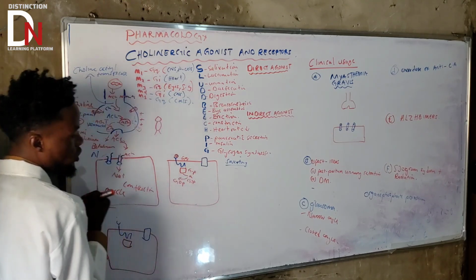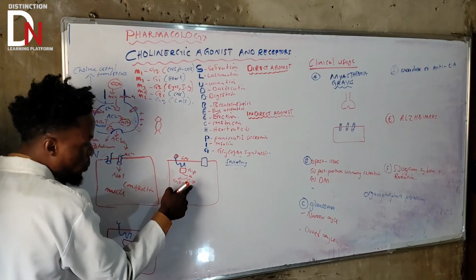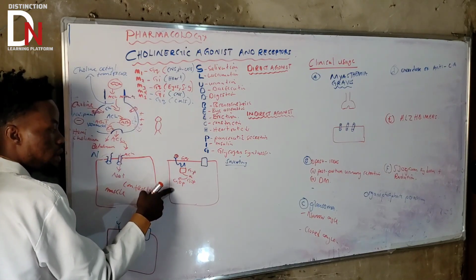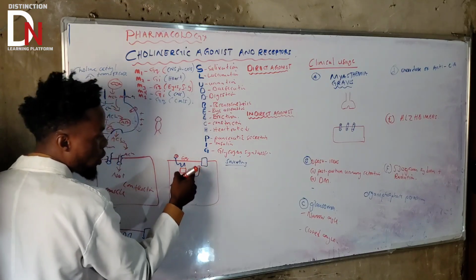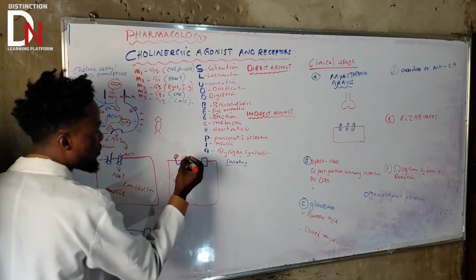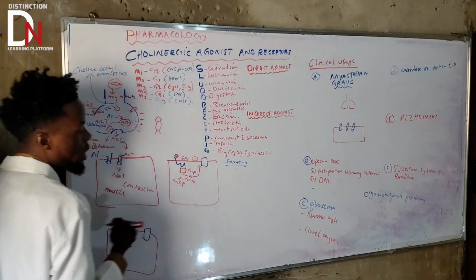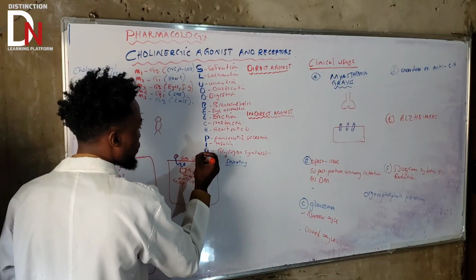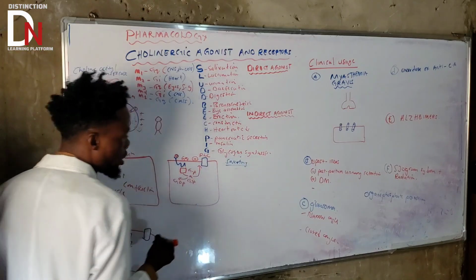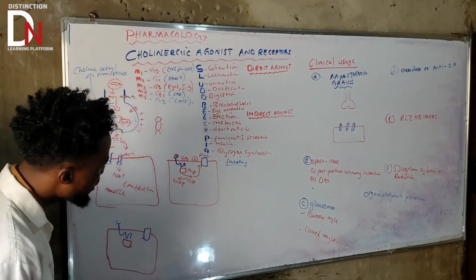GDP. Make sure that you understand that. It's going to bind GTP and release GDP. Then this alpha subunit will go on the cell membrane there and activate a certain enzyme. What do we call that enzyme? We call it phospholipase C. Very, very important concept to take note.